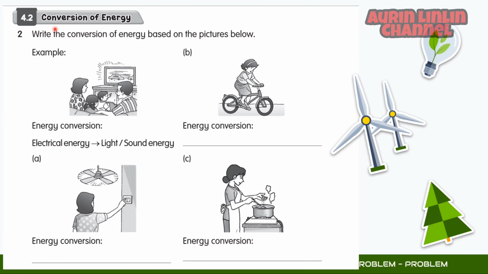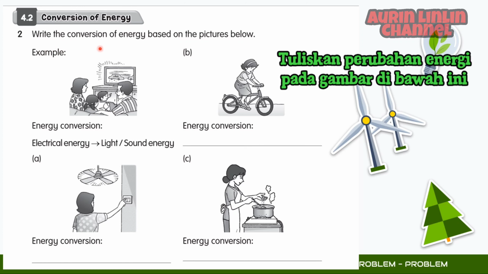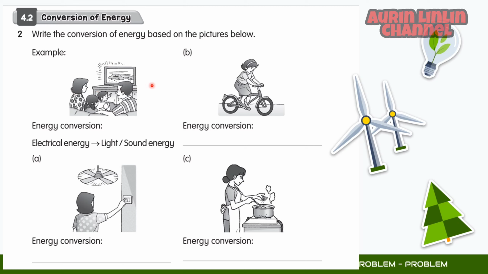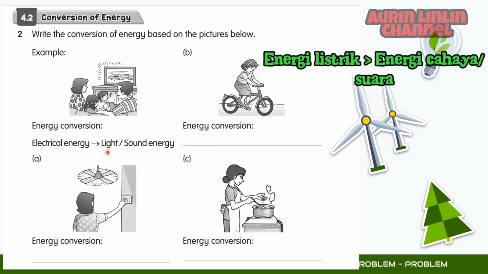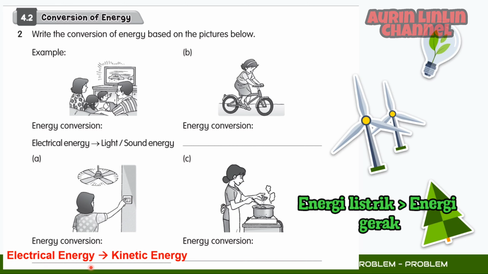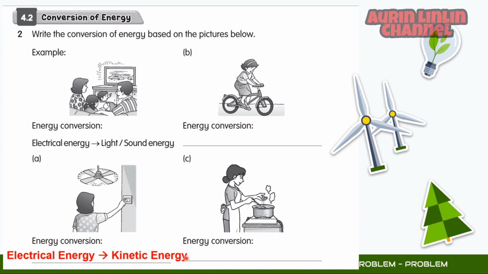Part 2. Conversion of energy. Write the conversion of energy based on the pictures below. Look at the picture and look at the television. The energy conversion is electrical energy to light or sound energy. Picture A. Look at the girl. The girl is turning on the fan, and the energy conversion is electrical energy to kinetic energy.